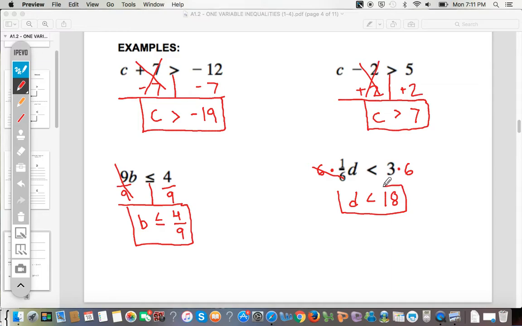Okay, so those shouldn't be too mind-blowing right now. Pretty much what we've already done, except instead of dropping down an equal sign, we're just dropping down whatever symbol we are given. Okay, pause the video if you need more time.